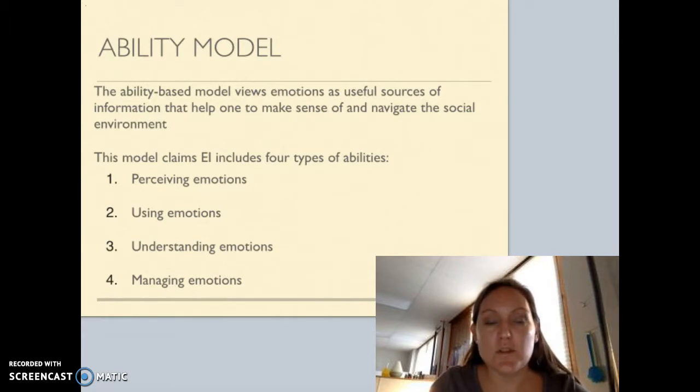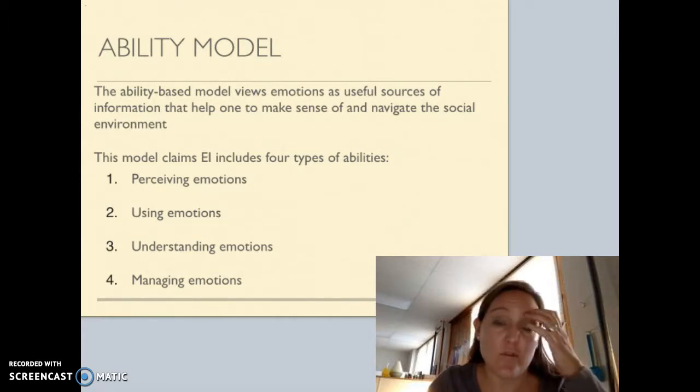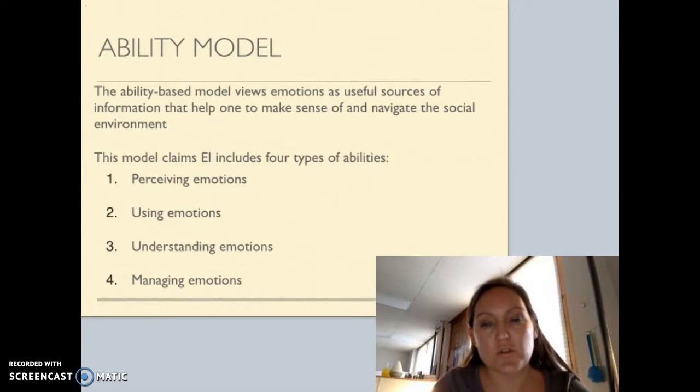The first is perceiving emotions. This is the ability to detect and decipher emotions in faces, pictures, and voices. This includes the ability to identify one's own emotions and perceive others' emotions.